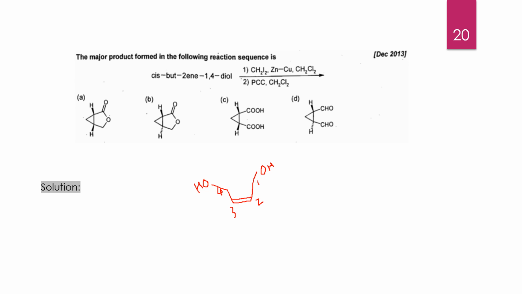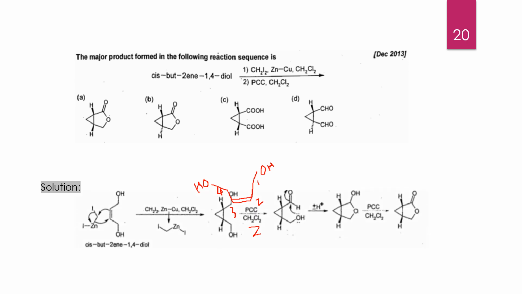If it is cis, it stays as it is, a rigid kind of system. So it will give only one compound, no flipping. Both the hydrogens will be in the same position. I will remove this so that you can see.